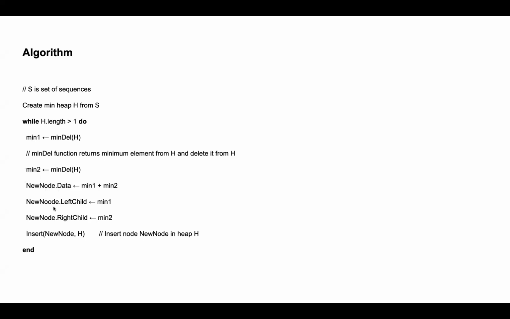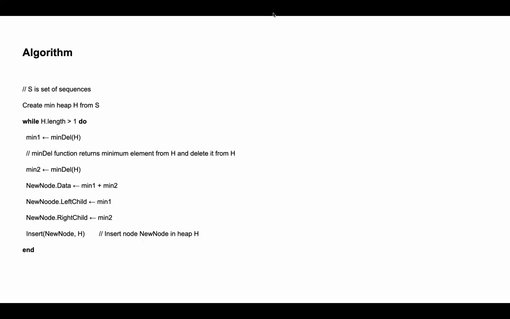Then new node dot left child will be min 1, and new node dot right child will be min 2. And the last step is to insert the new node into H, meaning whatever elements are there in H, the new node will be inserted among them.